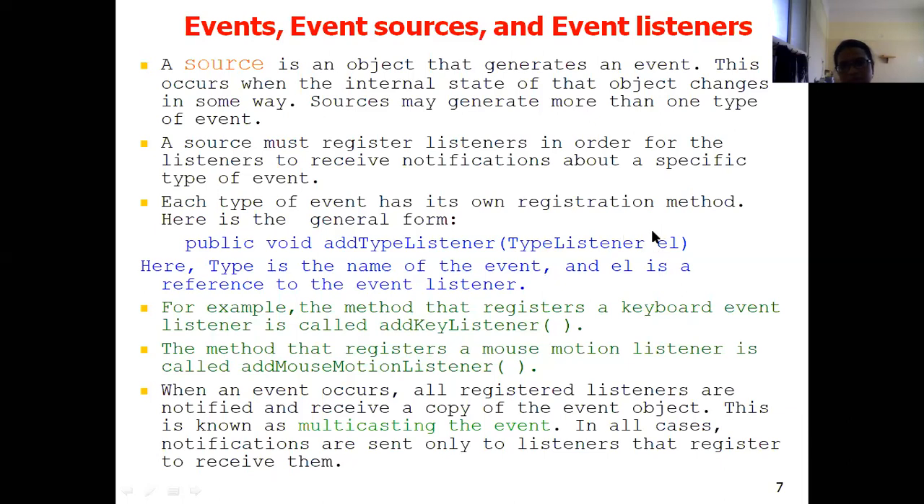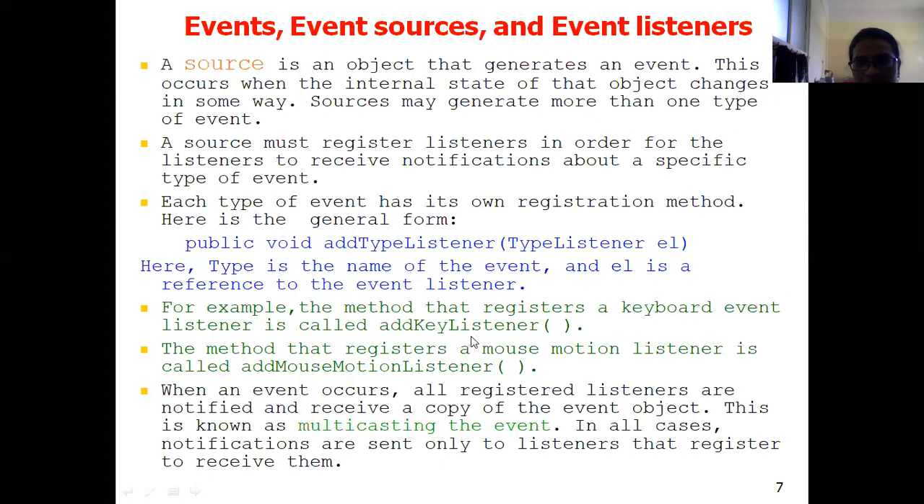Here type is the name of the event, and el is a reference to that event listener. So it's just a reference variable. Add type listener is a method, a way to register a listener for whichever type you are registering. For example, a method that registers a keyboard event listener is called add key listener.